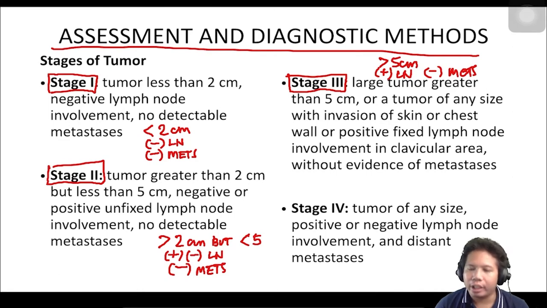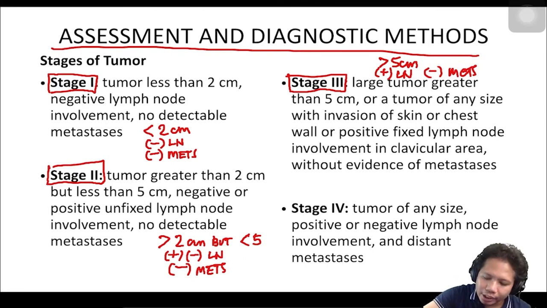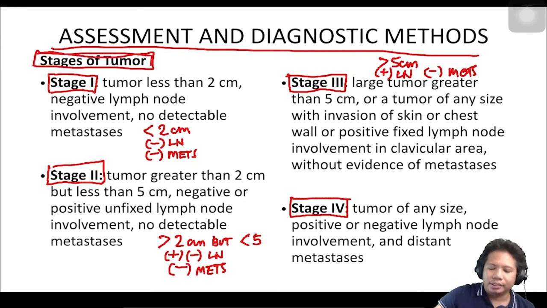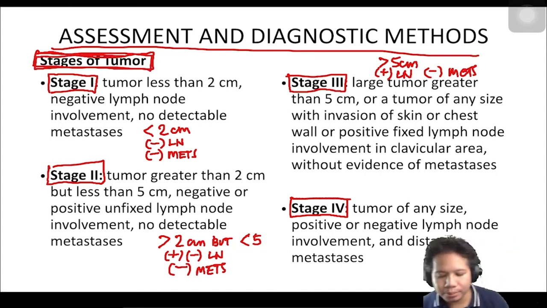And clavicular area. When you palpate here, the lymph nodes in our clavicular area are enlarged. But negative mets. Okay, when we say stage 4, this is not stage 4 cancer, class. Let me remind you again, it's just stages of tumor. We're not saying stages of cancer yet. Okay? It's just the stages of tumor.